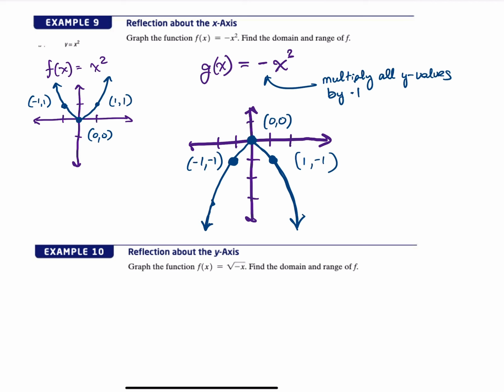And it wants the domain and range. So the domain is still all real numbers, negative infinity to positive infinity. And the range, instead of going from 0 to positive infinity, we're going to go from 0 to negative infinity. So it reflects the range. It flips it around. So from 0 to negative infinity. So we get a reflection across the x-axis. That's when you see a negative outside of the function.